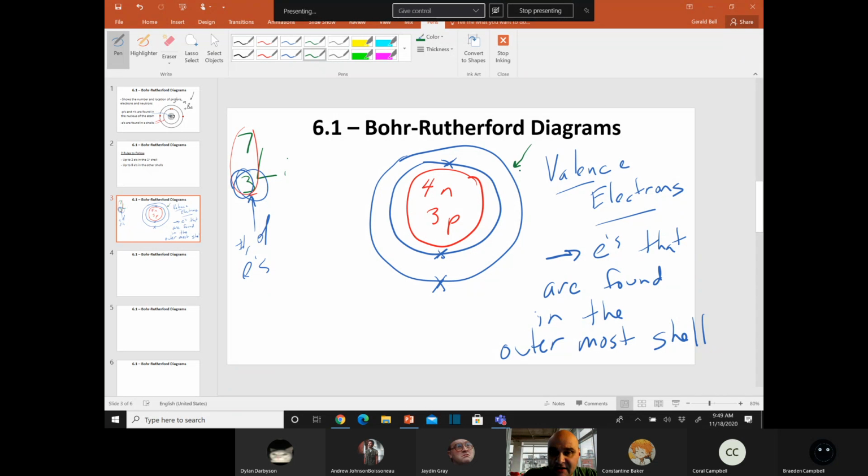Here's our outer shell, and we only have 1 electron in that outer shell. I know this example had 3 electrons, 1, 2, 3, but we're just interested in that one right here. Once you've identified how many valence electrons there are, underneath the picture I want you to write how many there are, 1 VE. And that is the Bohr-Rutherford diagram for lithium.